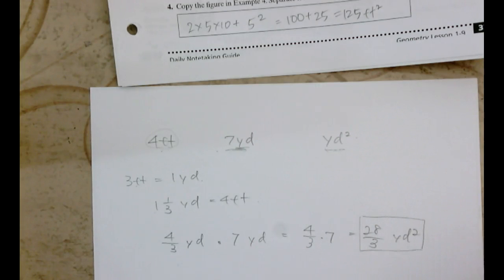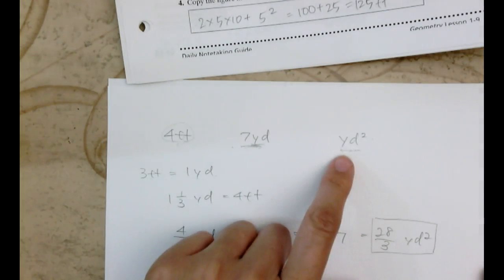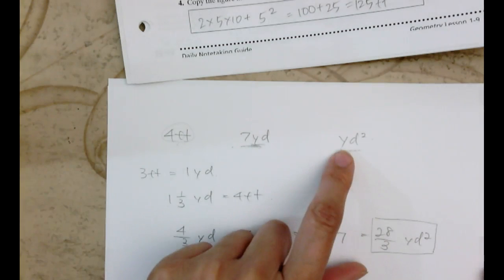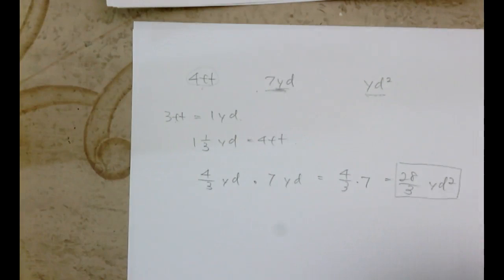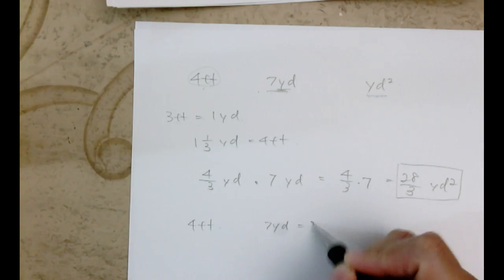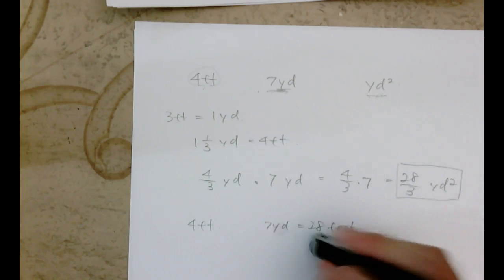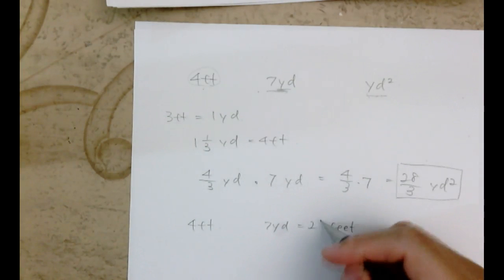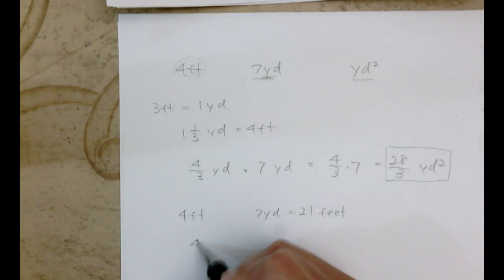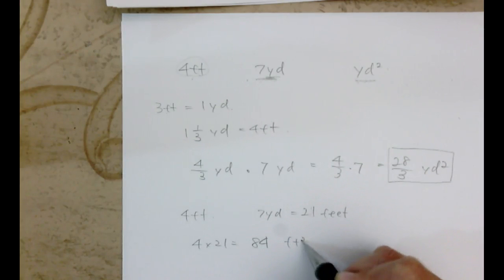Okay, now I'll show you why it's important to change the lengths to the unit you're looking for in the answer. Let's say that you change this to feet and you still have to answer in yards. This is what's going to happen. So you do 4 feet, right? And then 7 yards is, no, I'm sorry, 21 feet. 7 times 3, not 4, 21 feet. Then you do 4 times 21 equals 84, and now this is in feet squared.